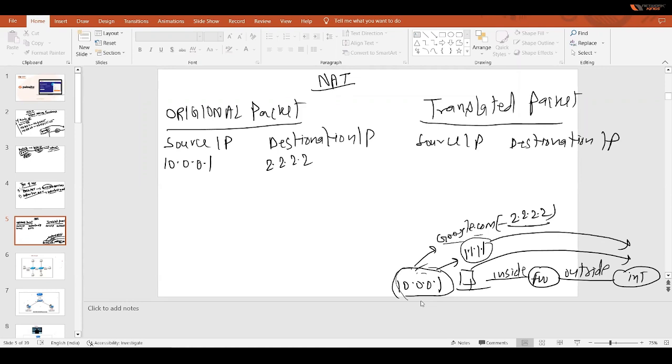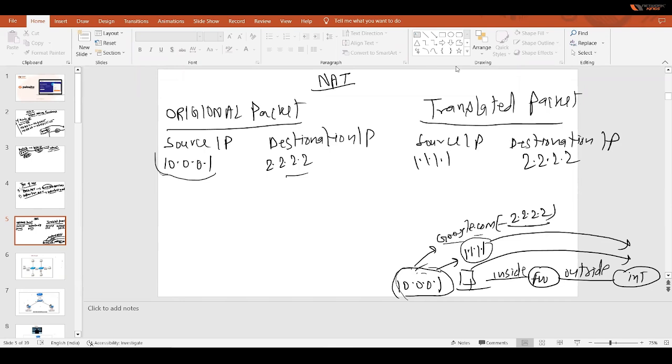Now, as we know that this IP will not be able to go to the internet, so we will NAT it, source NAT. Because destination IP is already public, there is no need to NAT it. If anyone requires it, that is okay, but there is no need. Here the source is a private IP, not routable to the internet, so we have to NAT it. In the translated packet, we have translated this source IP to 1.1.1.1. And what is my destination IP? Destination IP is the same 2.2.2.2.